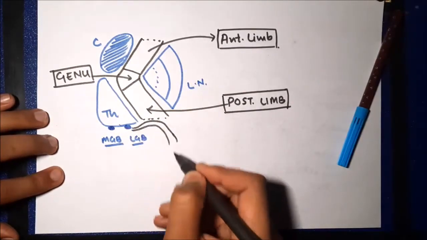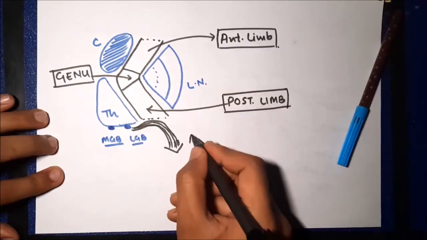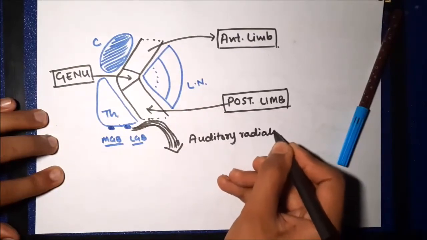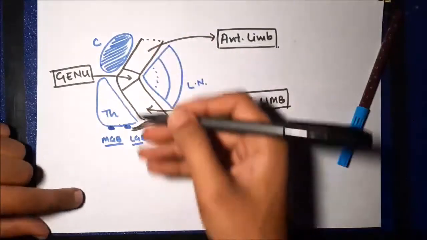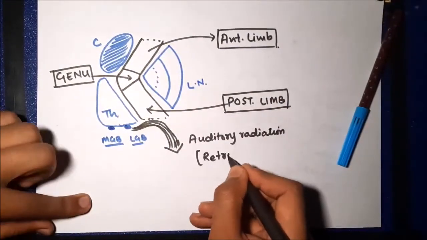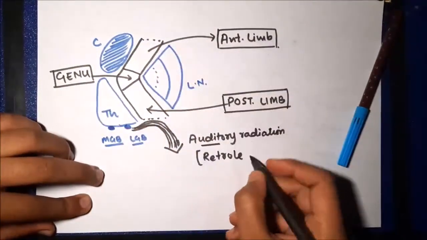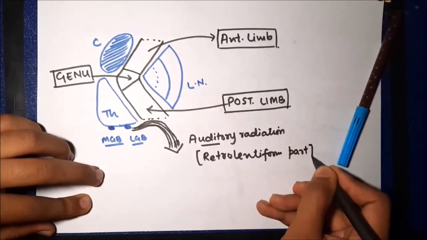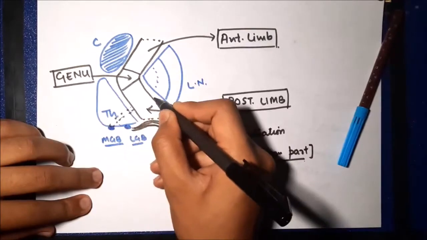From the lateral geniculate body, some fibers arise which together form the auditory radiation. These fibers form auditory radiation and they pass behind the lentiform nucleus. So these fibers are called as retrolentiform part of the internal capsule. So they are also considered, some fibers, they are considered part of internal capsule.